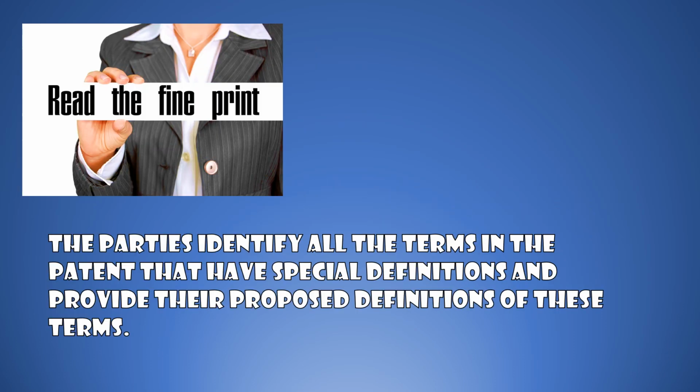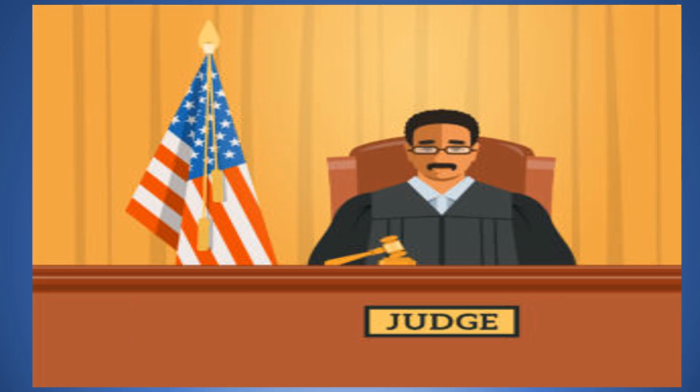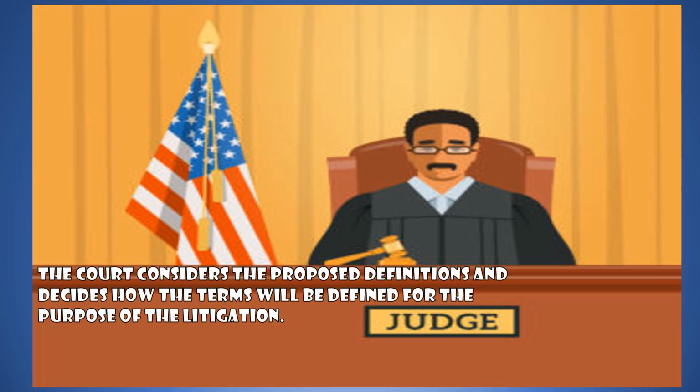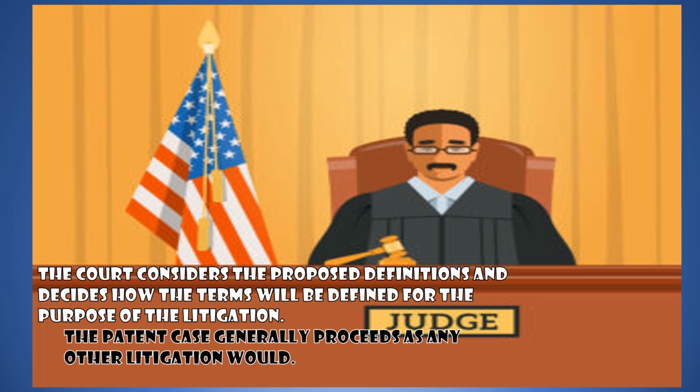Now, this is the law, and in the law, the devil is in the details. So the parties have to identify all of the terms in the patent that have special definitions and provide the proposed definitions of these terms. At this point, the court considers the proposed definitions and decides how the terms will be defined for the purposes of the litigation. After this point, the patent litigation generally proceeds as any other case. It is a special area of law, right? Because everything you're dealing with in the patent is generally new, right? But once those things are ironed out, it's a regular lawsuit.